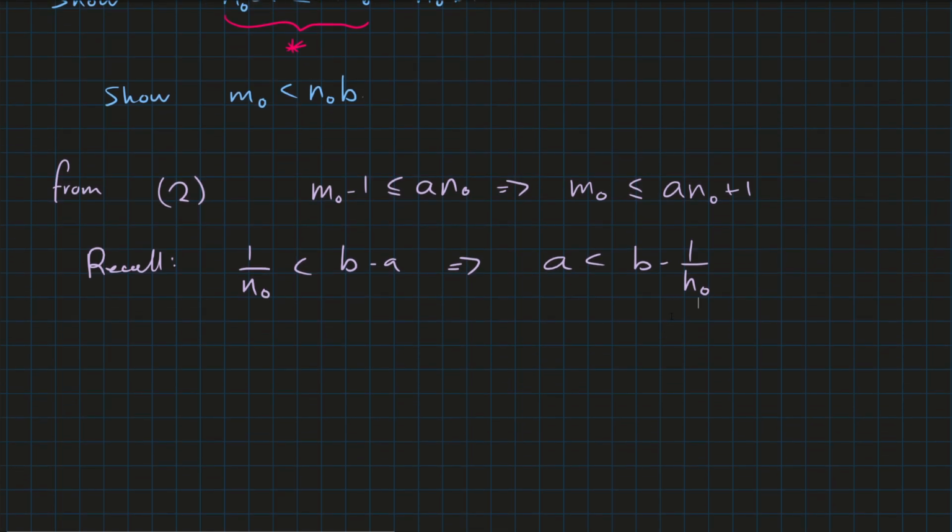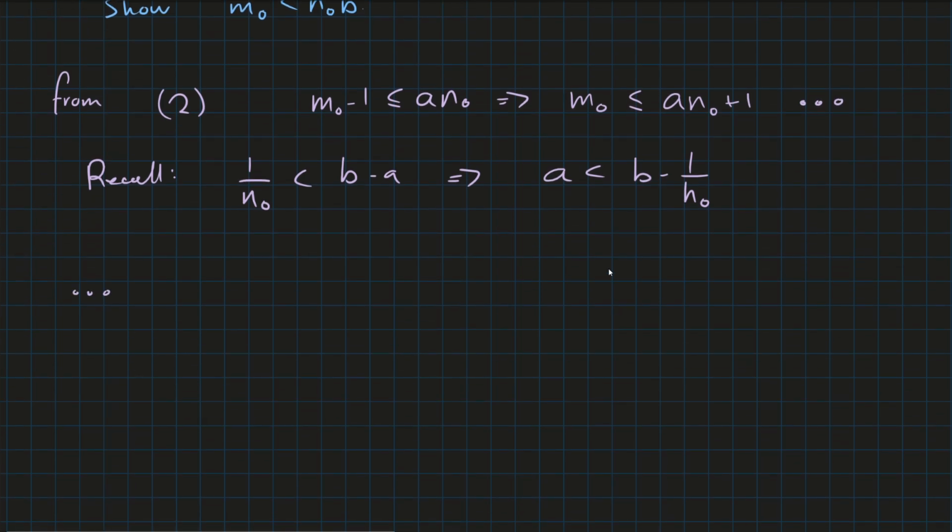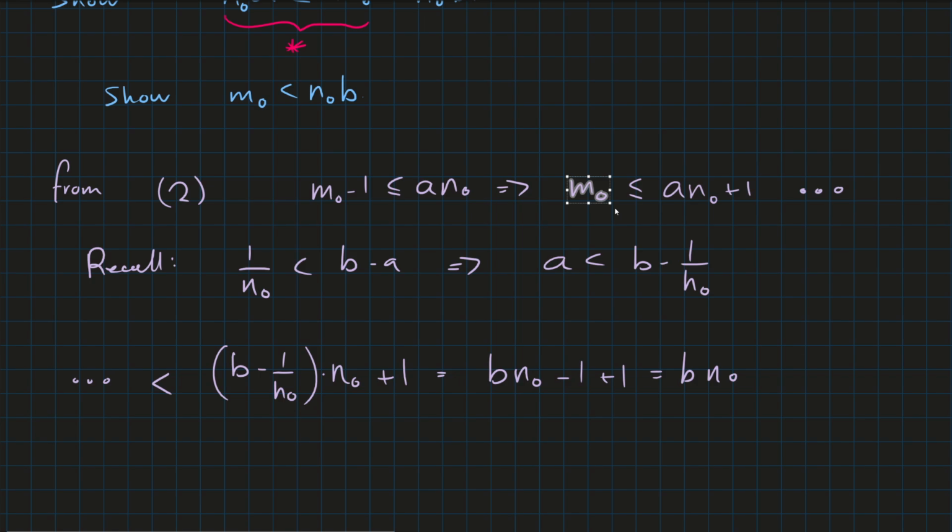Okay. So a is smaller, so we make it bigger. If we continue up here, maybe I'll put dot, dot, dot, right? We make it bigger by putting (b minus 1) over n naught times n naught plus 1, which is b n naught minus 1 plus 1, which is b n naught. And so there we have it. We have our conclusion, right? We have that m naught is strictly less than b n naught.